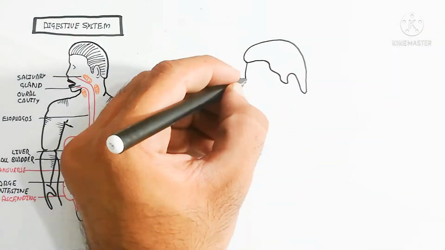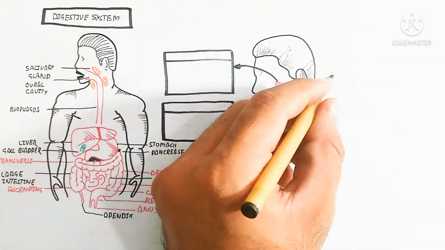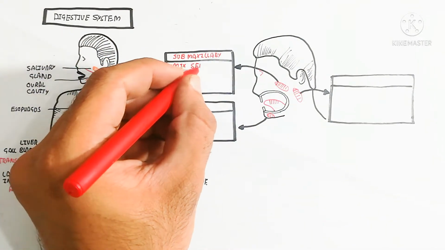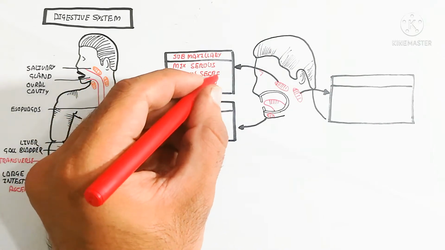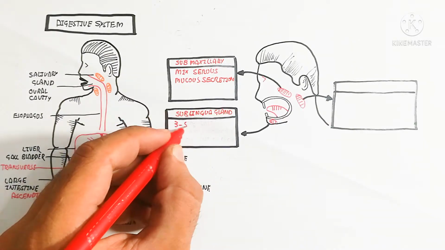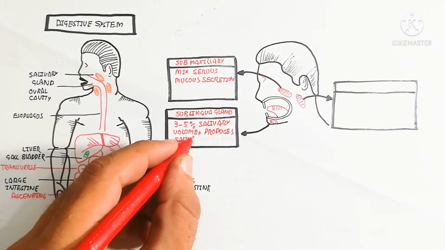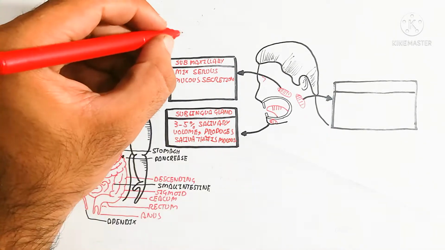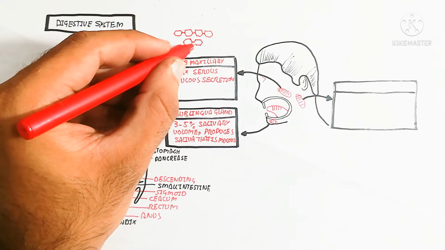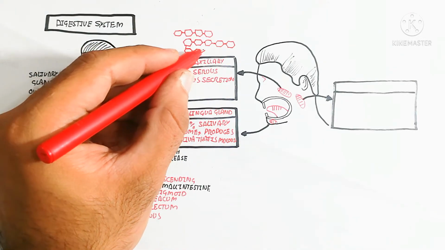The appendix is also present, which defends against pathogens. An important thing is that during primary digestion, due to the salivary glands, the submaxillary glands are present on the maxilla and produce a mixed serous and mucus secretion, and the sublingual gland produces 3 to 5% of the salivary volume, and that saliva is mucus.